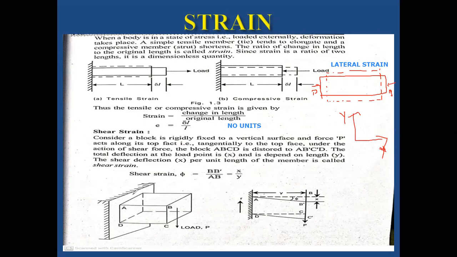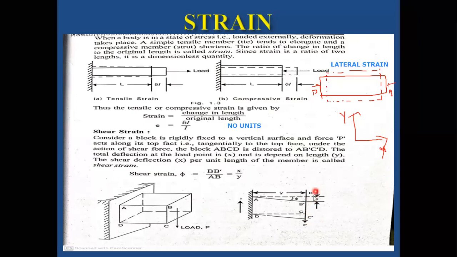One more strain is there, shear strain. Shear strain is nothing but, this is a cantilever beam on which the load acts at the edge of the beam, like this. Then what will happen after application of load, the body tends to bend downwards like this. For example, A, B, C, D is the original shape of the beam. After application of load, B reaches B dash and C reaches C dash, so A, B dash, C dash, D is the position of the beam after application of load.